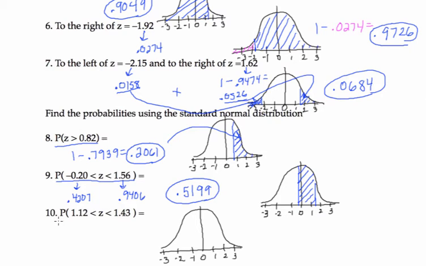Number 10, the probability that the z-scores are between 1.12 and 1.43. 1.12 is about there. 1.43 is about here. My picture's maybe not quite accurate. It's a really skinny little area there we're looking at. So when we do between, we find the probabilities and subtract them.